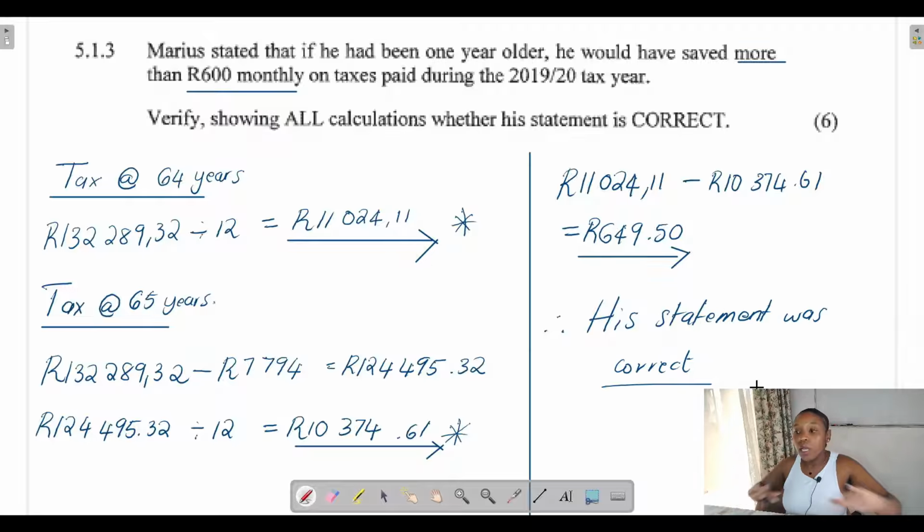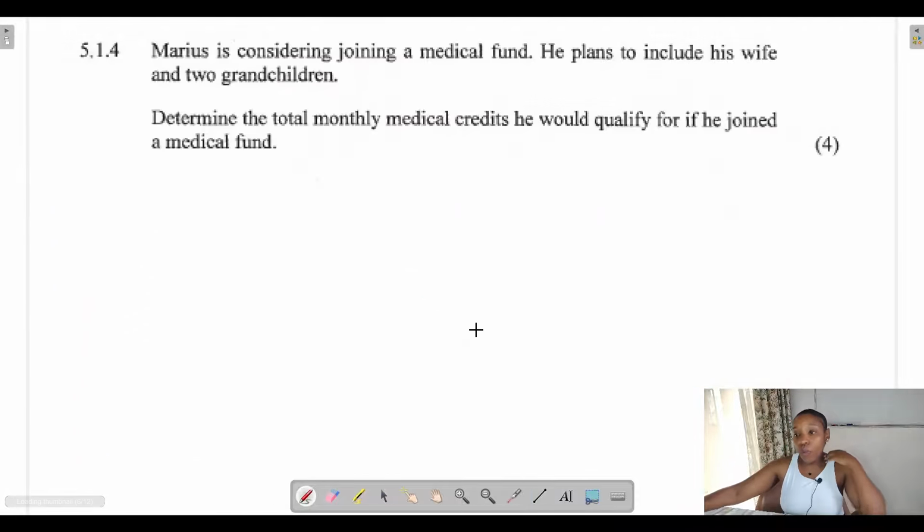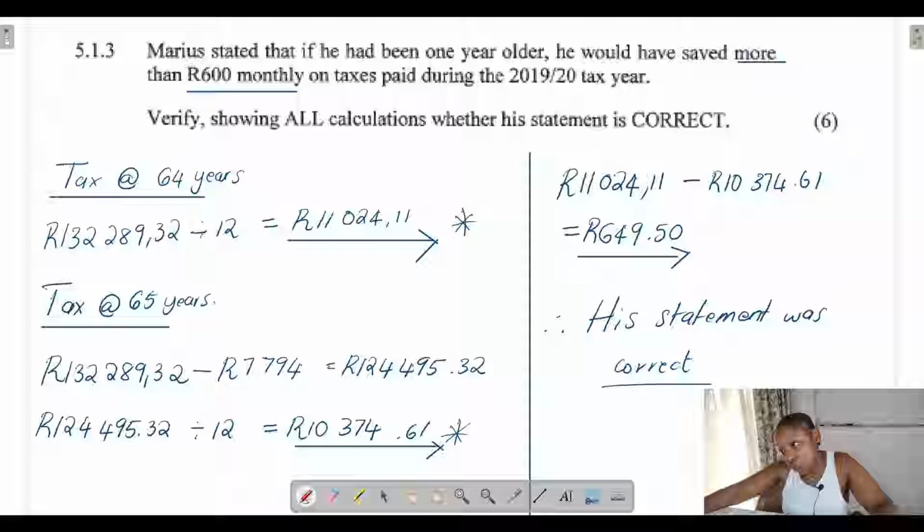Cool, right? So you've basically answered the question. Okay, let's go into the next question. Question 5.1.4. Marius is considering joining a medical fund. Remember, we were told that Marius basically has not joined any medical aid, and he plans to include his wife and 2 grandchildren. Determine the total monthly medical credits he would qualify for if he joined a medical fund, right?